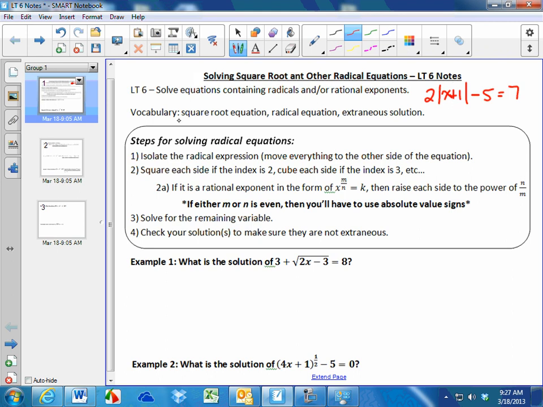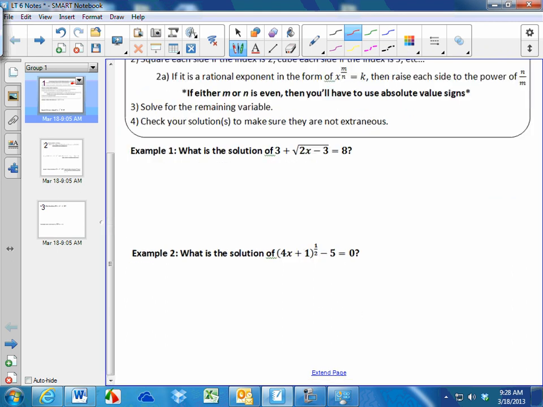Okay? Then step 2, if it's a square root, square both sides. If it's a cube root, cube both sides, and so forth. And we'll look at 2a when the problem comes up, because it's kind of a special situation. It'll come up on example 4 and 5. But after you've squared both sides or cubed both sides, solve the equation that remains. You'll either have a linear, a quadratic, or an absolute value equation. 3 things that we've studied before, right? Old stuff. And then finally, check your answers to make sure they're not extraneous. So let's dive in. Example 1.